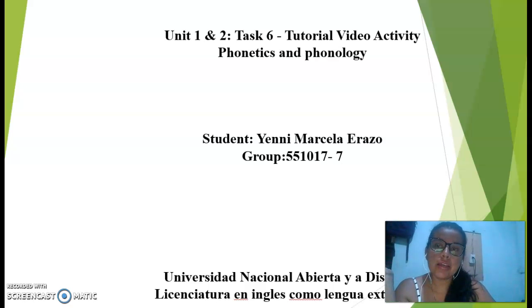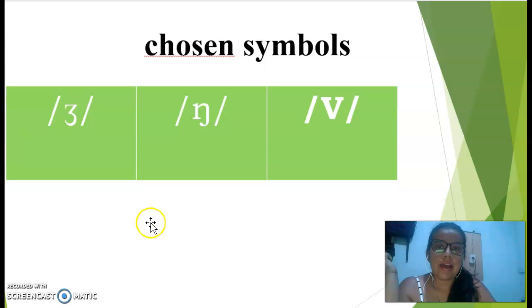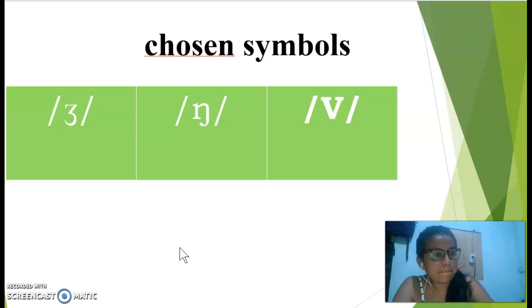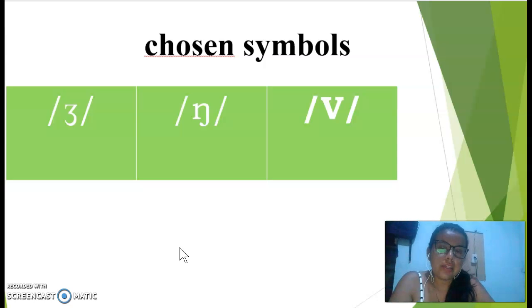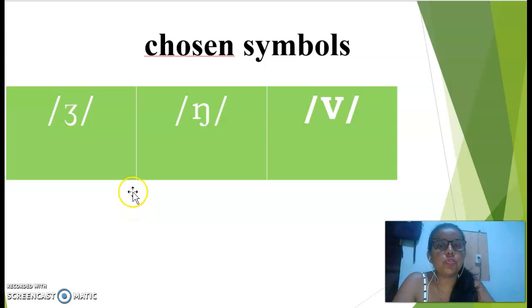And now I talk about the IPA, that is, the International Phonetic Alphabet. The IPA is the system for representing phonetic sounds with symbols. In this opportunity, I choose 3 symbols.